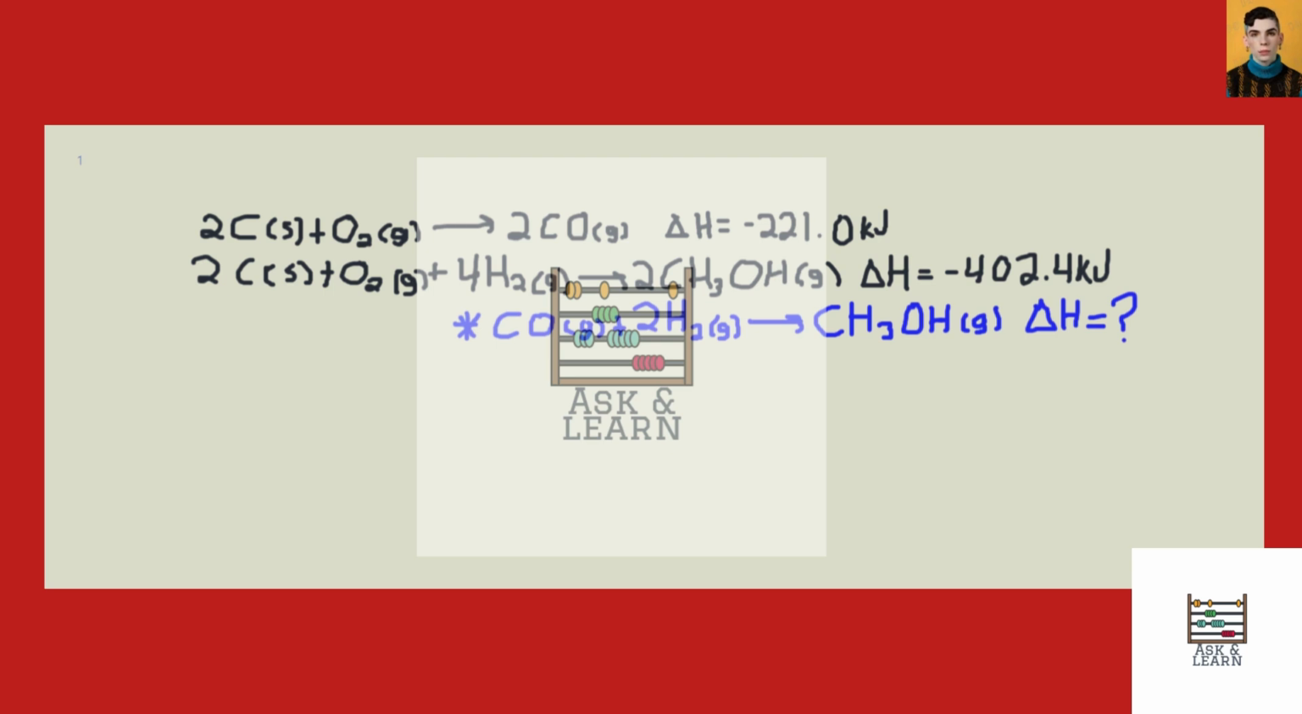So we have carbon monoxide on the left, hydrogen gas on the left, and methanol on the right. So in this equation, we have methanol on the right, and hydrogen on the left. So we're going to keep this reaction the way it is. However, in this reaction, we have carbon monoxide on the right as opposed to the left. So we're going to flip this equation around.